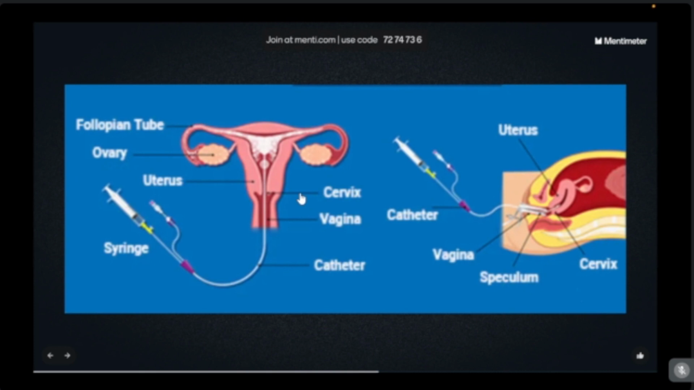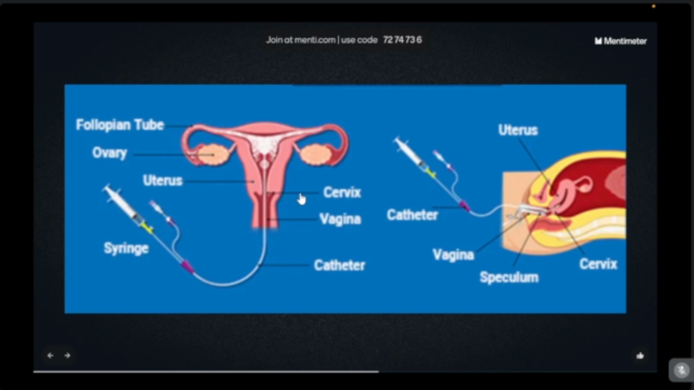And here we will talk about the other steps of the procedure. So we have our second step, the catheterization. In the catheterization, we have the insertion of a catheter into the cervix. And then we inflate the balloon at the end of the catheter to secure its position.